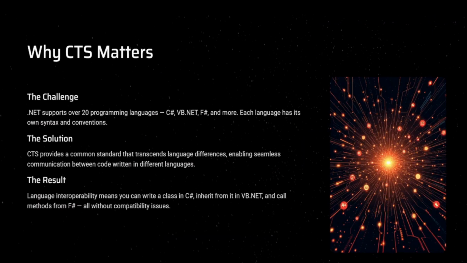Now, let's understand why this is such a big deal. Imagine this situation. You write a class in C Sharp and your teammate tries to use it in VB.NET. Without a common system, data types might not match, methods might behave differently, and things can easily break, right? But because of CTS, both languages follow the same type rules and both understand data in the same way. So, everything works smoothly.